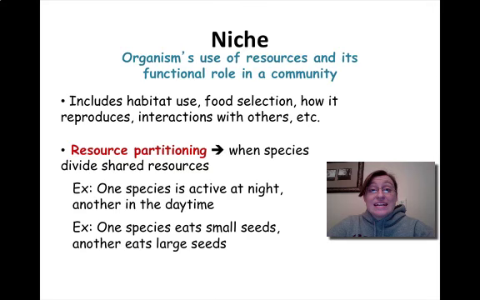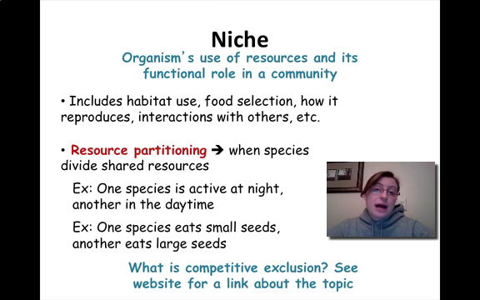The word is niche, not niche, niche. And basically it describes how an organism functions within a community of living organisms. So this is going to include what space it takes up, what resources it uses like food, shelter, how it interacts with others through competition, things like that.